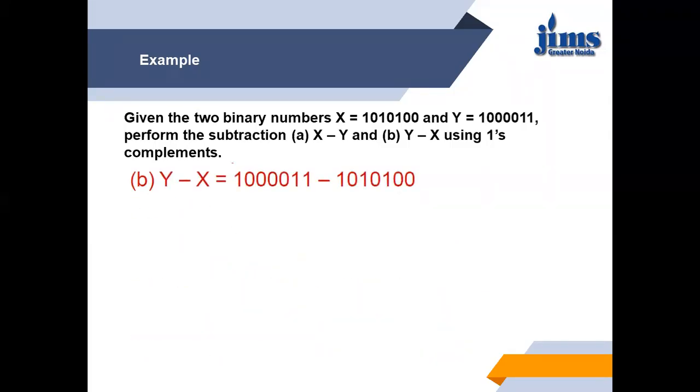Now we have to perform y minus x. So what you have to do, take 1's complement of x and add it to y. The 1's complement is obtained by just replacing 0 by 1 and 1 by 0. So 1's complement of x should be 0 1 0 1 0 1 1.